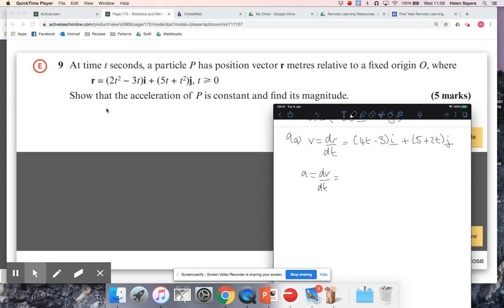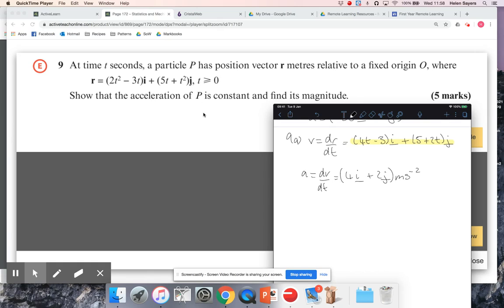Okay, so now I'm differentiating this. I'm differentiating the velocity vector. So 4t minus 3 is just going to differentiate to 4. 5 plus 2t is just going to differentiate to 2. So there's my acceleration vector.